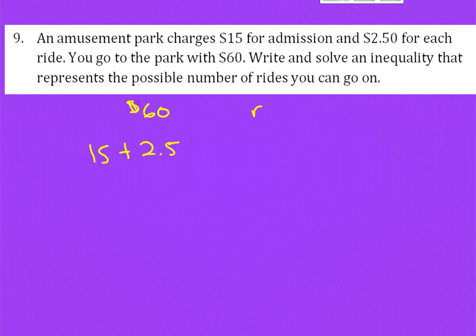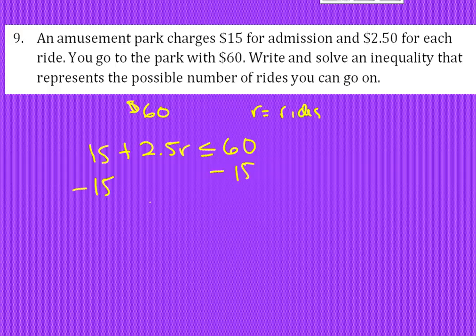All right, so let R be the number of rides you can go on. So that's R, but it's got to be less than or equal to 60. All right, so when I subtract 15 from both sides, I'm left with 2.5 R is less than or equal to $45. That's all I got left, and that's all I got to run with.